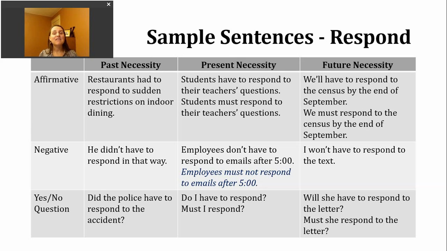Okay? If I want to ask a yes or no question about a future activity and whether it's needed or necessary, I can do that two ways. I can start with will, then I'll have my subject, then have to, and the base verb. That's my first example. Will she have to respond to the letter?